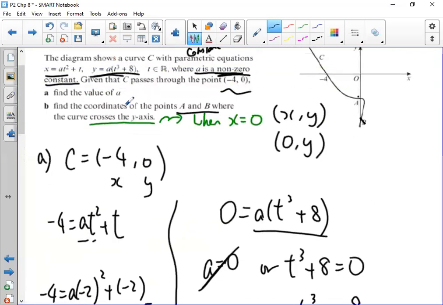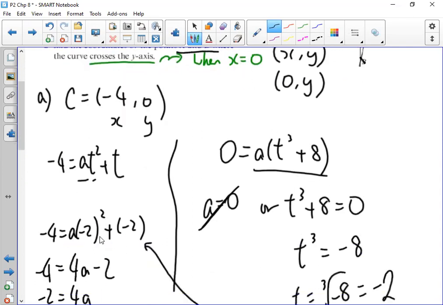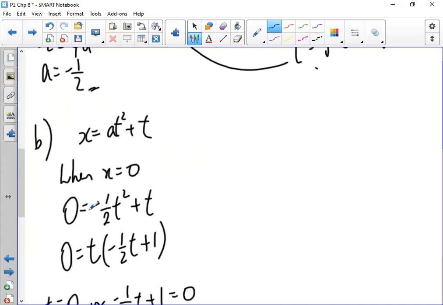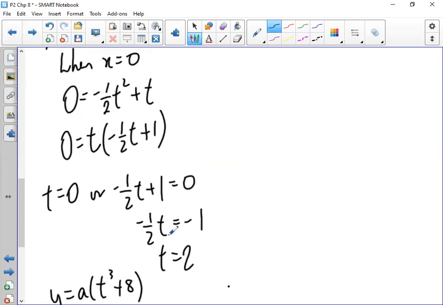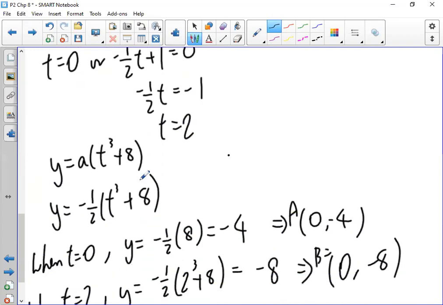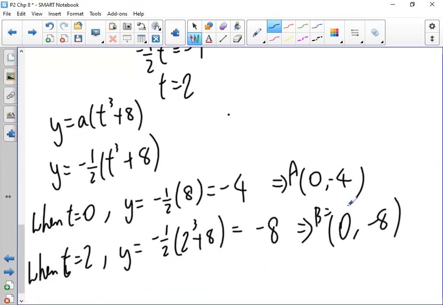Part B, I was told the curve crosses the y-axis. That's the hint, that's the sign for you that x equals 0. So use that. When x equals 0, how can I use it? In the x equation. So sub in 0 in there. That's what I did. I found the two values of t. But I'm not sure what to do again. Read the question. I need the coordinates. Coordinates means y. You find a y value, using the y equation, sub in the t values, and there we go. All right, that's simple. That's life.